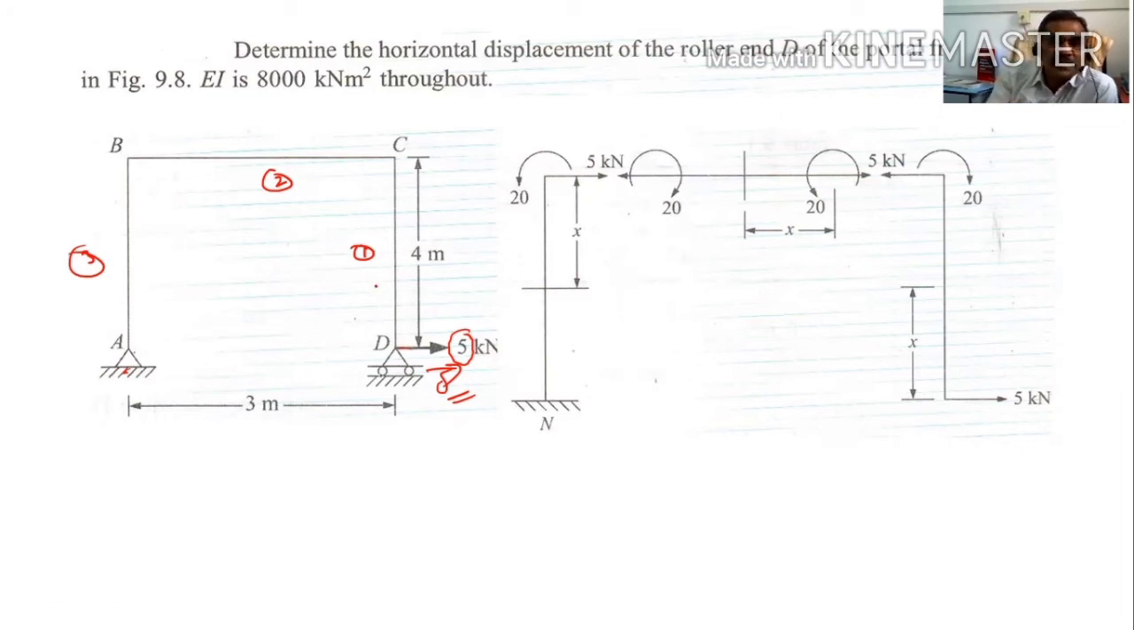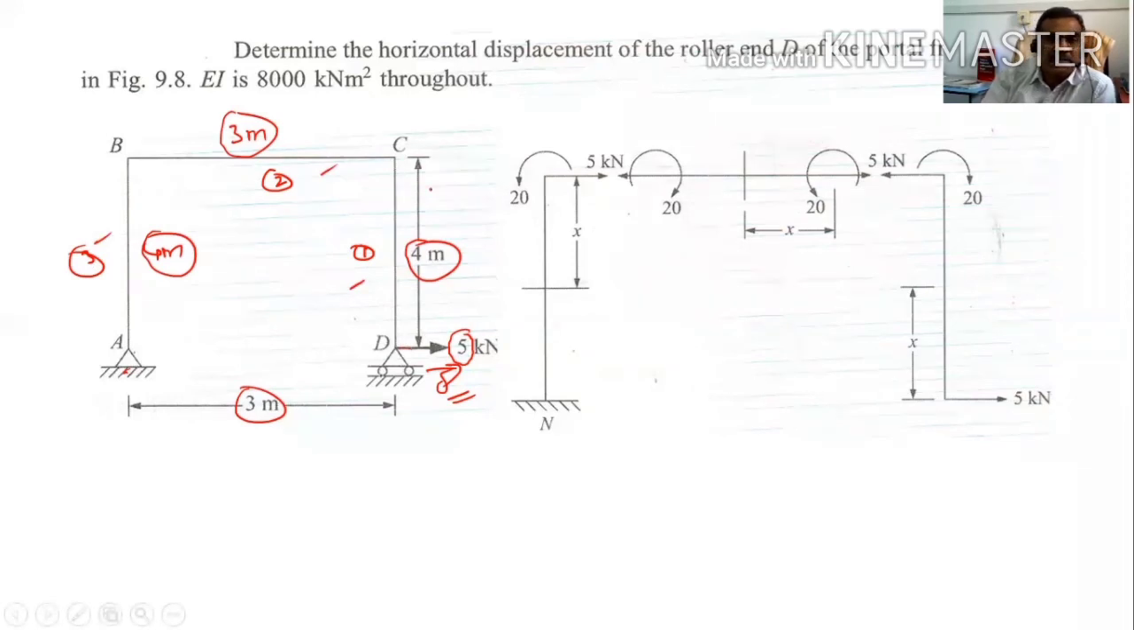This beam is 4 meters, then this is also 4 meters. This is equal to 3, so this is 3 meters. So these are all the dimensions. This is 4 meters, this is 4 meters, this is 3 meters. Beams 1, 2 and 3.